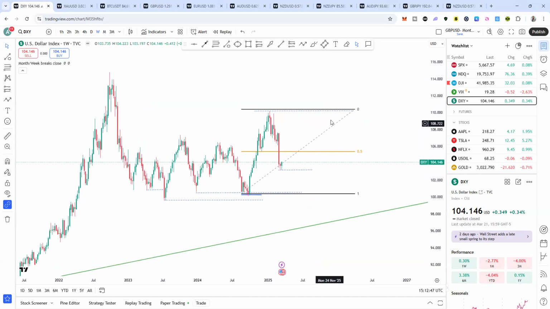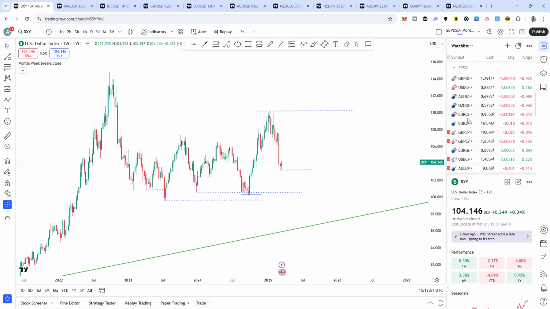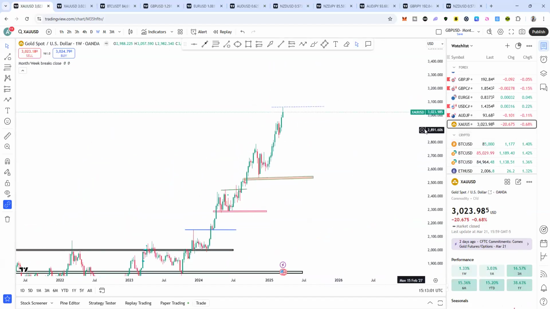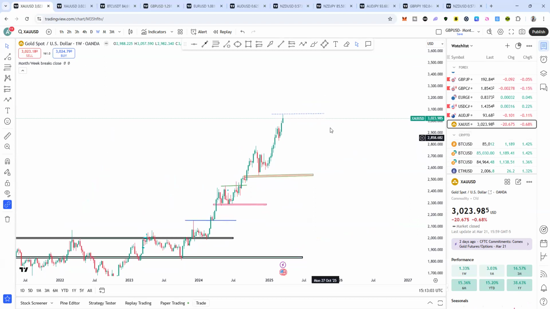Like I always say on this channel, we don't predict what price will do, we only anticipate what price will do. Let's look at gold, which has been printing all-time high after all-time high. In the last couple of weeks, in January this year, gold broke out from here.